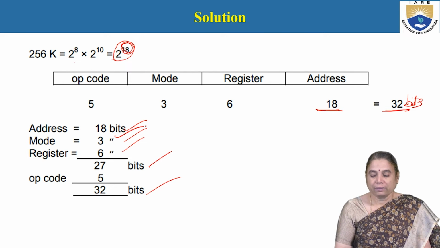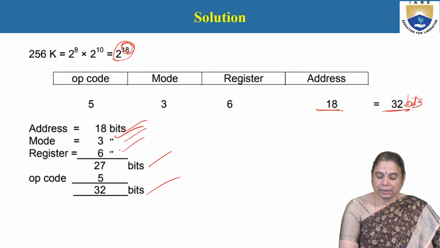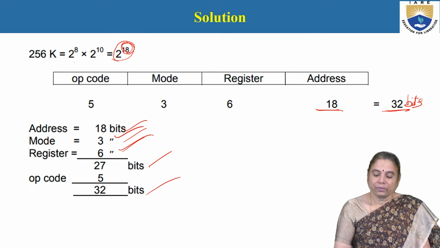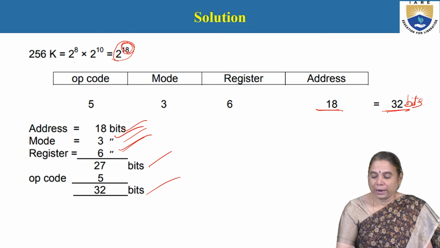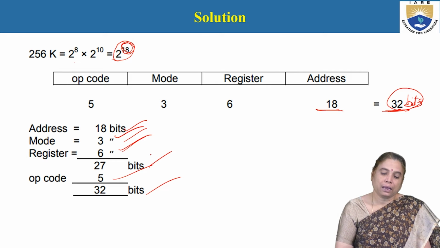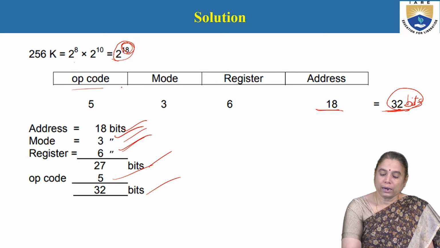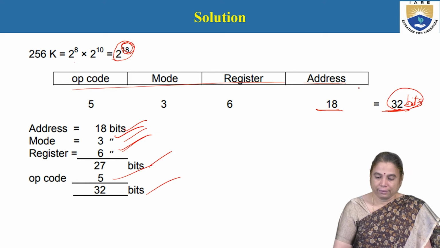And to represent 60 registers with this register organization, 6 bits are enough. So the total can be 27. The total length of the instruction format is 32 bits. 32 minus 27, so 5 bits can be used to represent the opcode. And the total instruction format to represent the 4 fields is like this.